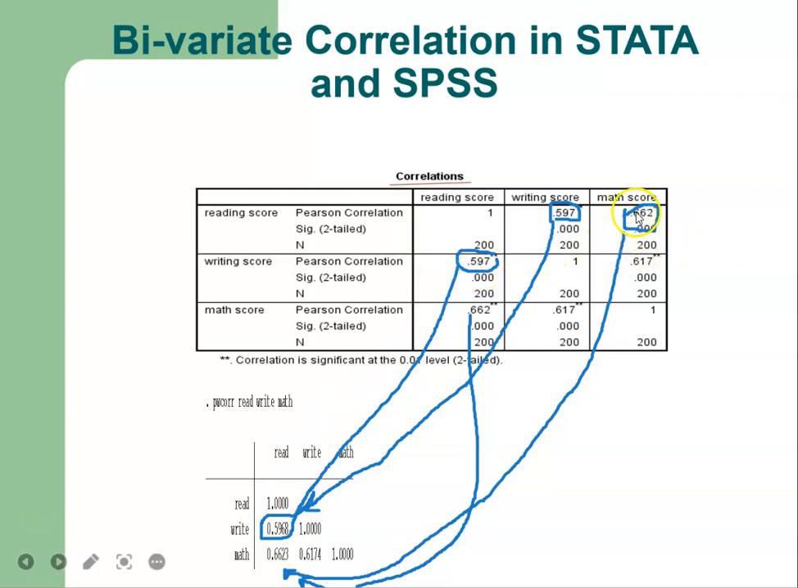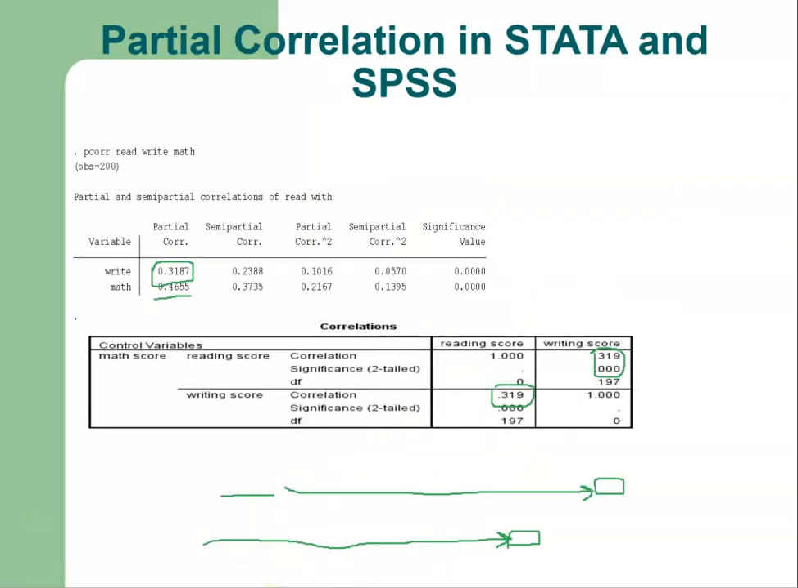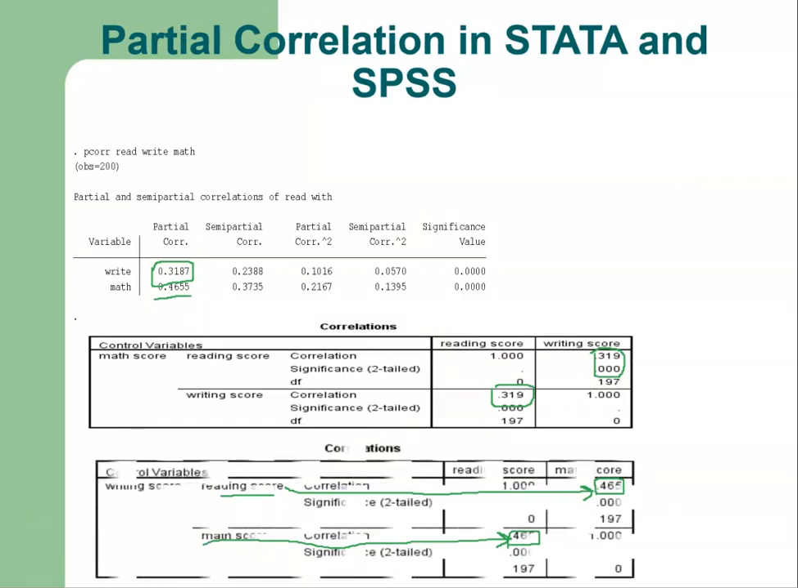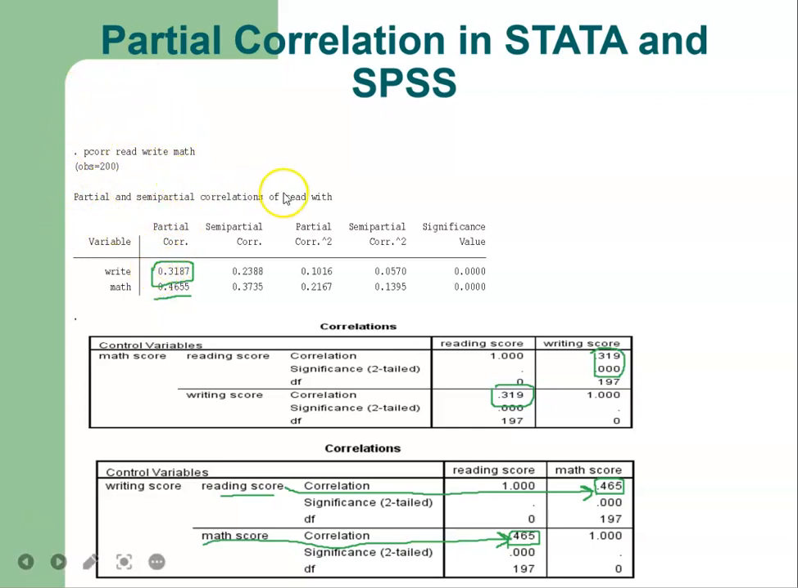Similarly, this is the bivariate relationship between reading score and math score, which is 0.662, and here this is exactly the same. Similarly, we can also compare the partial correlation in STATA and SPSS, and this is the partial correlation that was computed in STATA. So this is the partial correlation between reading score and writing while controlling for math, and this is the partial correlation between reading score and math while controlling for writing.